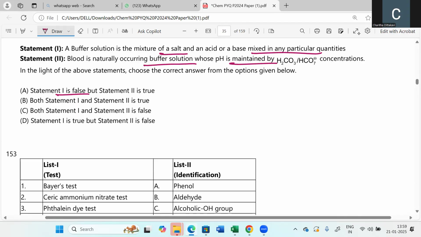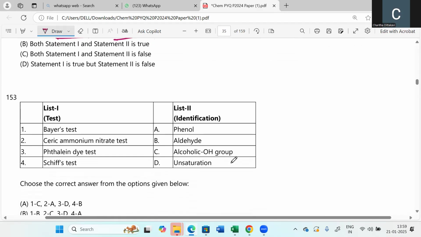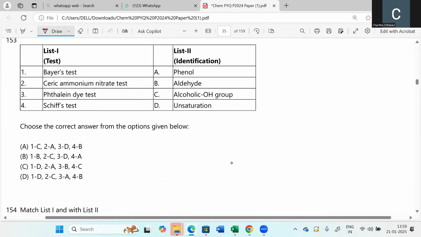Why? Because it is a mixture of a weak acid or weak base and its respective conjugate base or acid. And blood is a buffer solution of carbonic acid, which is definitely a weak acid, and bicarbonates are also weak. So statement 2 is true. Statement 1 is false.